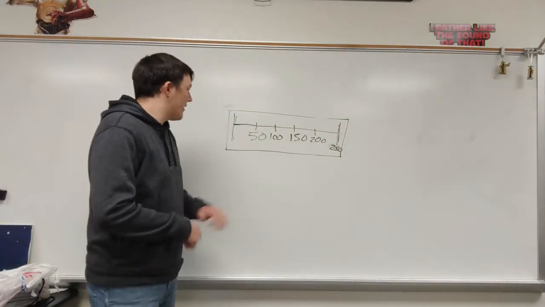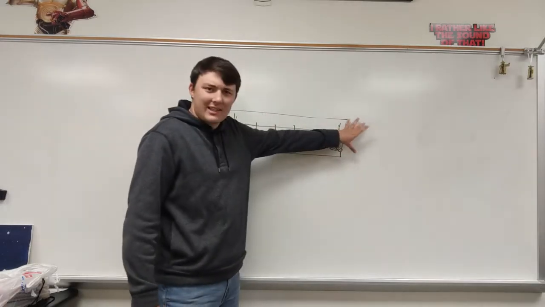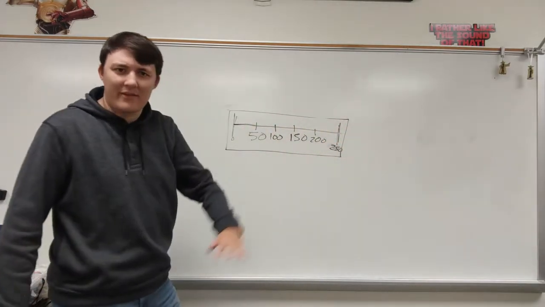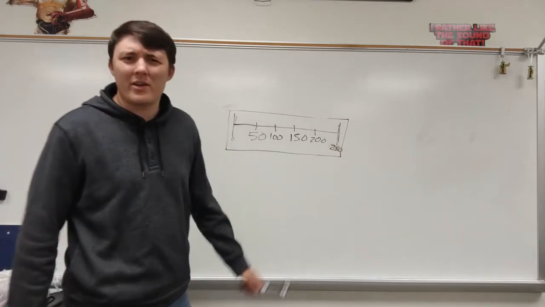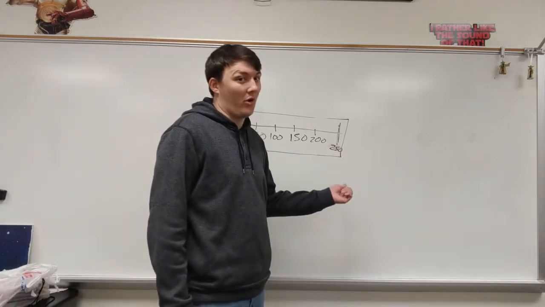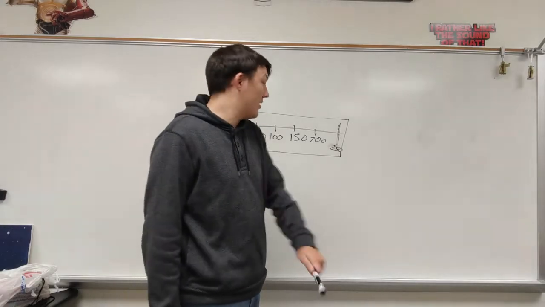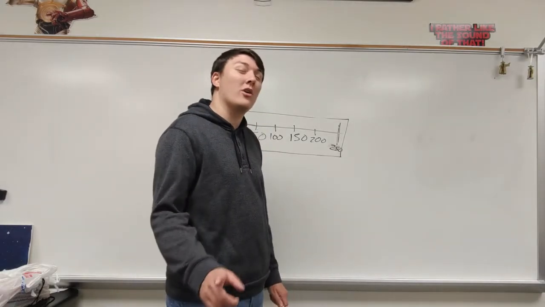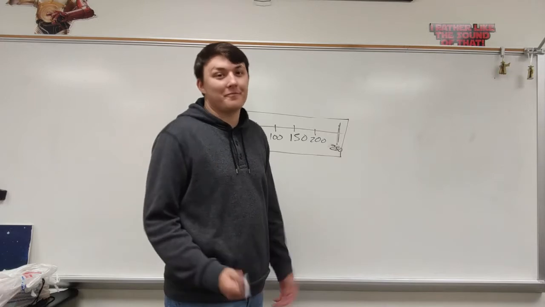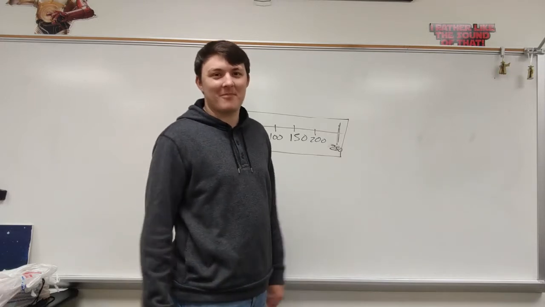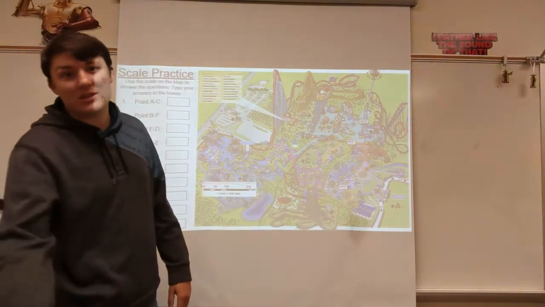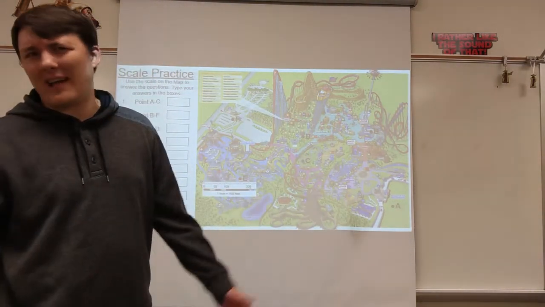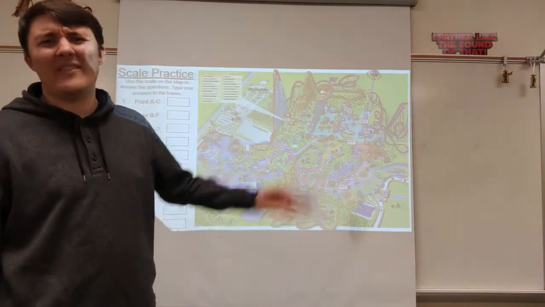If you see something that looks like this at the very bottom of a map, or somewhere around the map, that is going to be your scale. That's what you're going to use to see how far certain distances are. That easy. Now we kind of know what a scale is and what it looks like. Let's talk about how it's used.